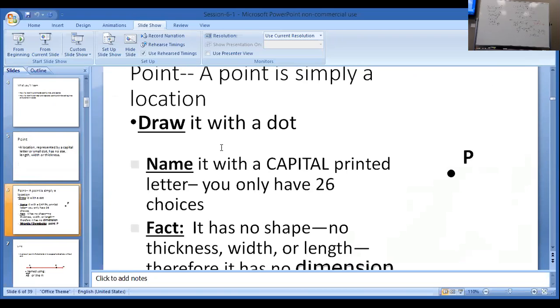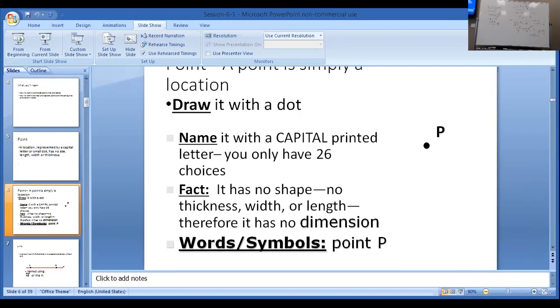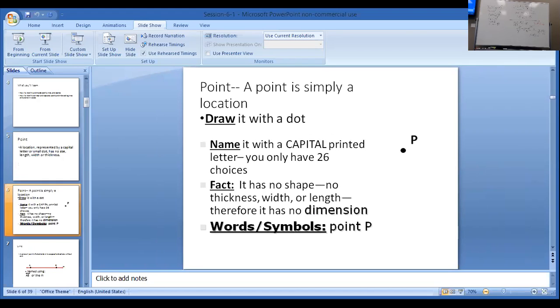Let me make this smaller. Please follow on your PowerPoint. A point is simply a location. You draw it with a dot. We name it with a capital letter and it has no dimension. So we say point P if you want to use words.